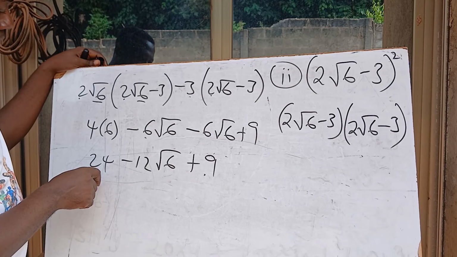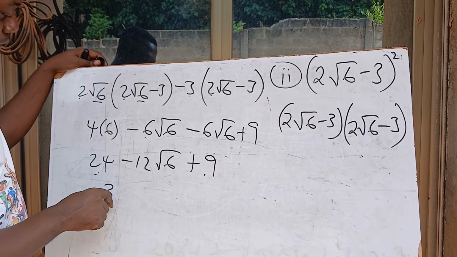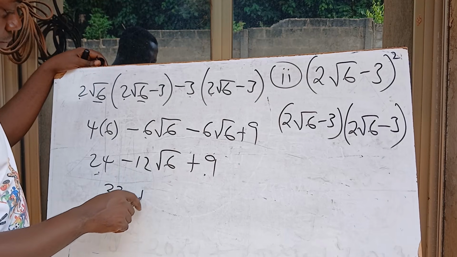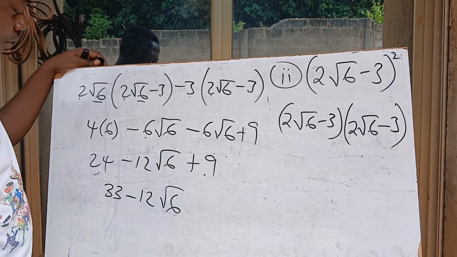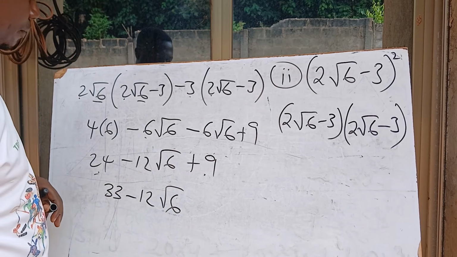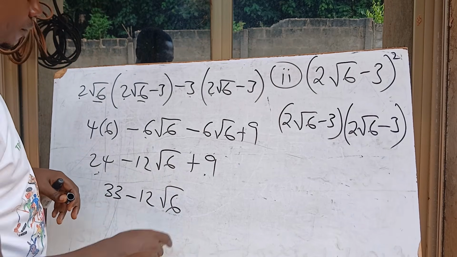So 33. So we have 3 minus 12 with 6. Okay. That is that.